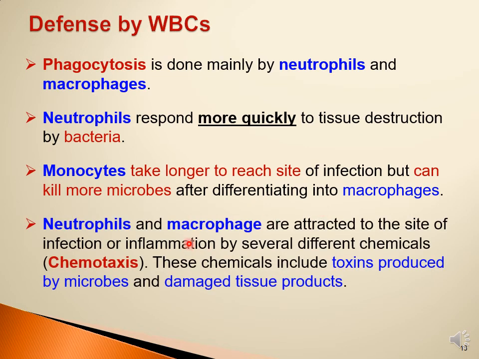Neutrophils and macrophages are attracted to the site of infection or inflammation by several different chemicals, and this is a process called chemotaxis. These chemicals include toxins produced by the microbes and also molecules that are released from the damaged tissue, so damaged tissue products.